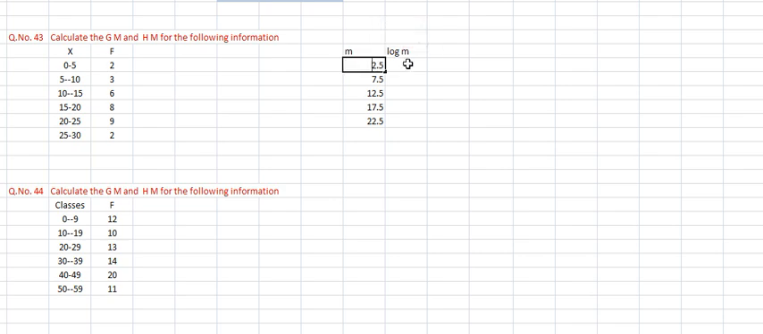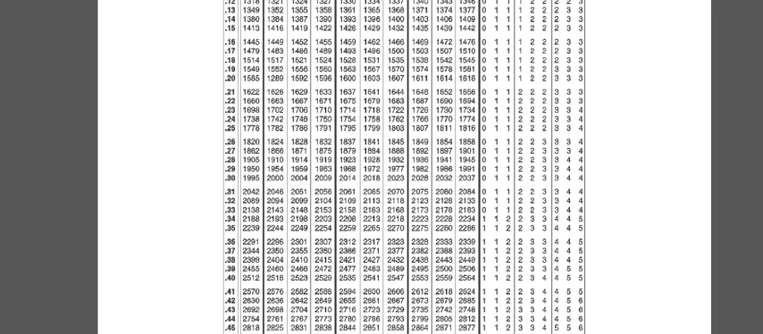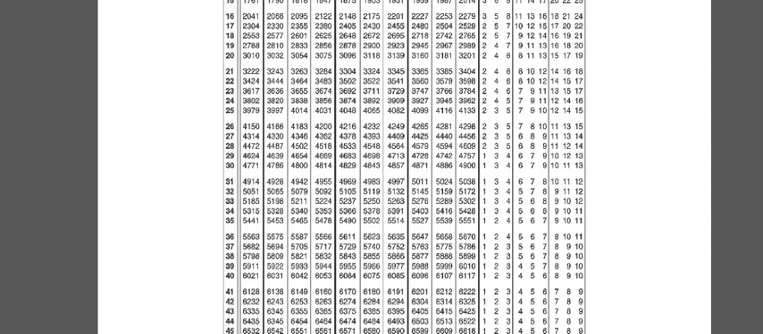Integer means 2 is an integer. 2 means 1 place. 1 place minus 1 is 0. Then you have to find 2.5, which means 25. So you have to check the table like this. 2.5 means you have to check 25 0. Don't think that point is there. So 25 0 you have to find. 2.5 means 25. 25 0 is 3979.